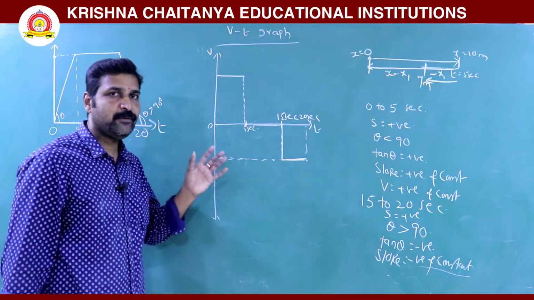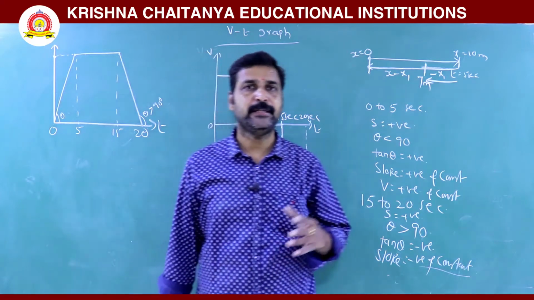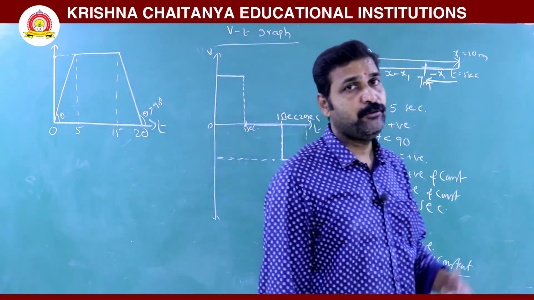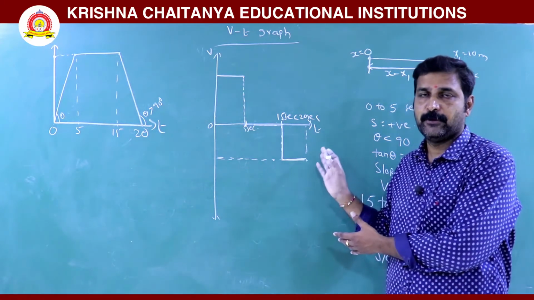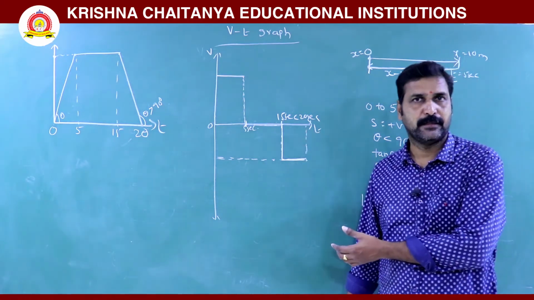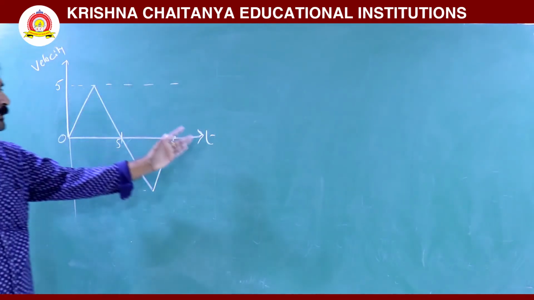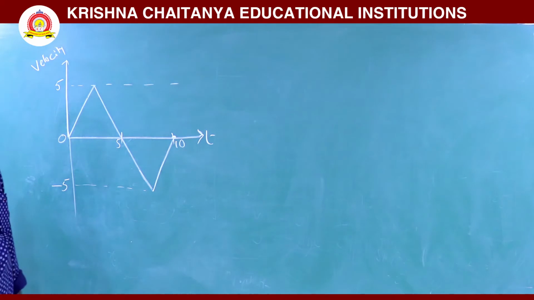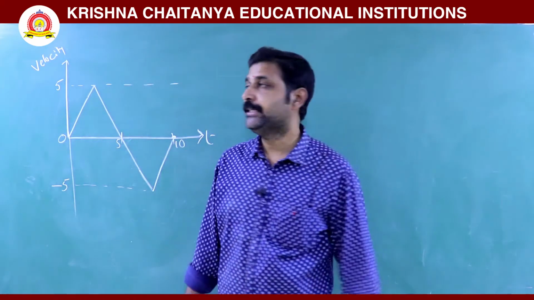Likewise, you will be given one graph relating two physical quantities and you will be asked to design another graph. This is the method. Here the velocity-time graph is given, and now you are asked to find the average velocity.